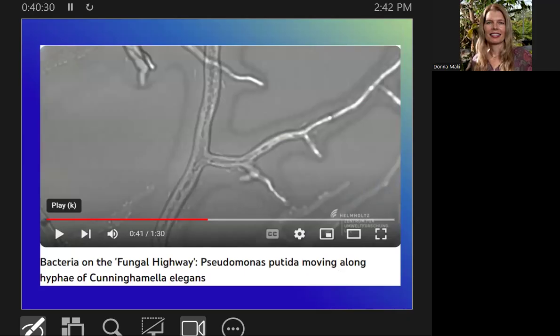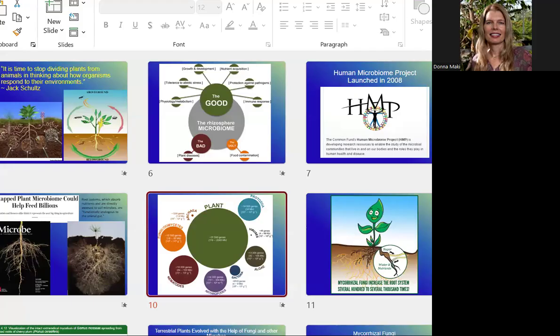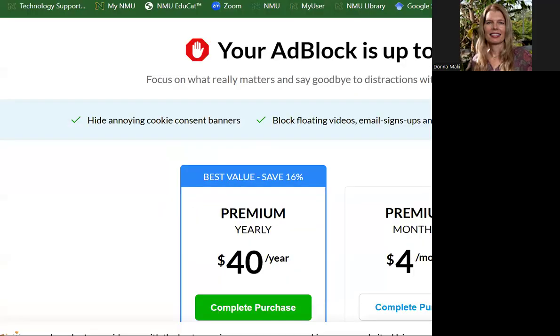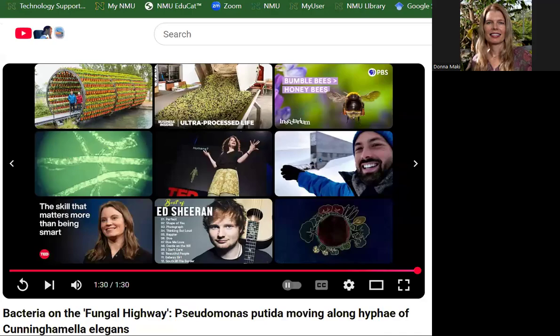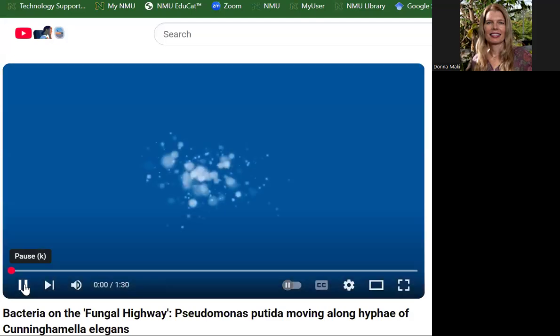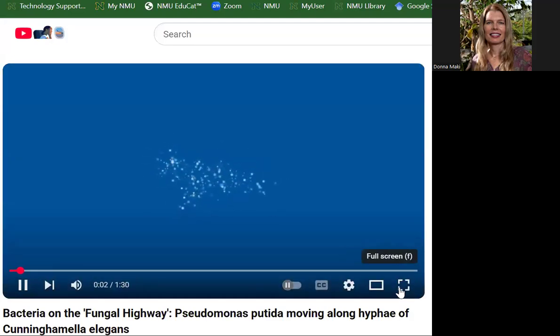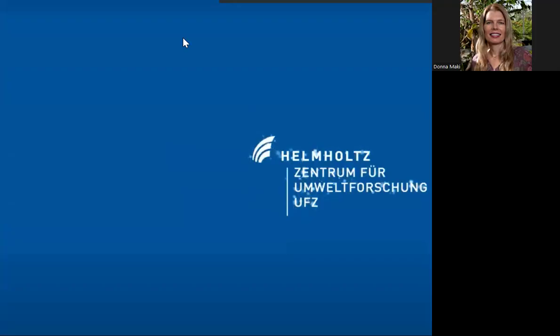So let me see if I can. So this is an image showing the fungal hyphae. And it's really hard. I'm going to see if I can get the video. I gotta do this. There's no volume. Let me just show this real quick.